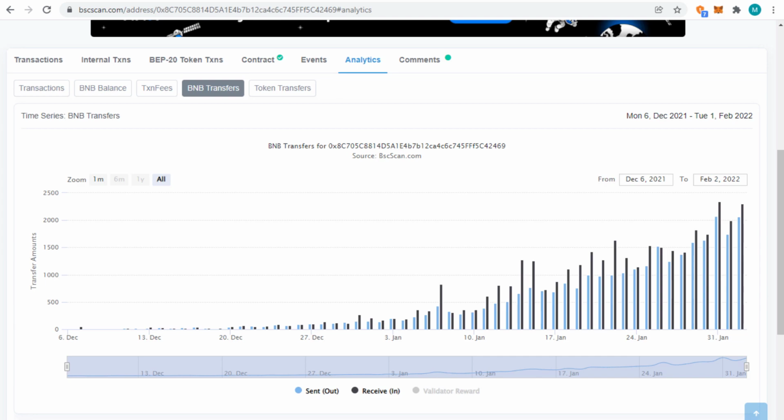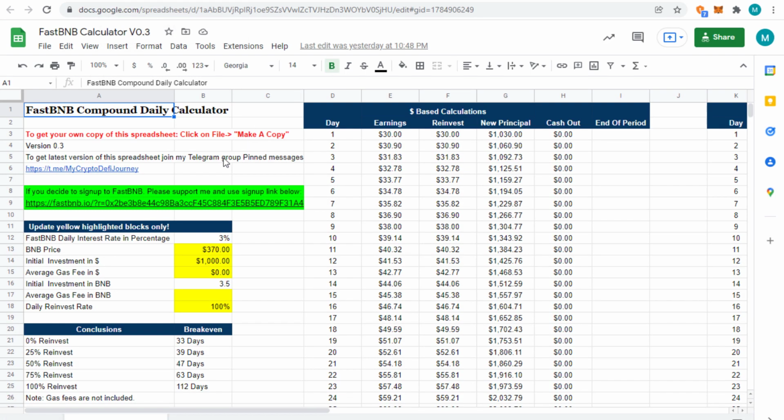Next, let me show you the calculator. If you have not used the calculator, it is 0.03. I'm already working on 0.04. When you look at this calculator, you can download it from the website. Please, when you download, make your own copy.